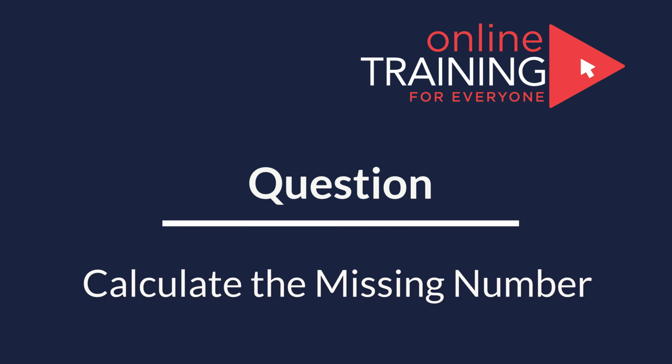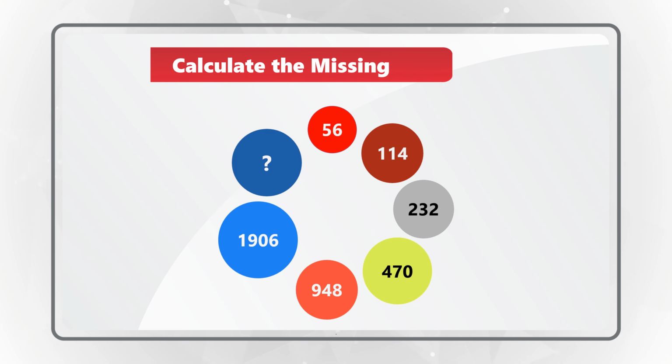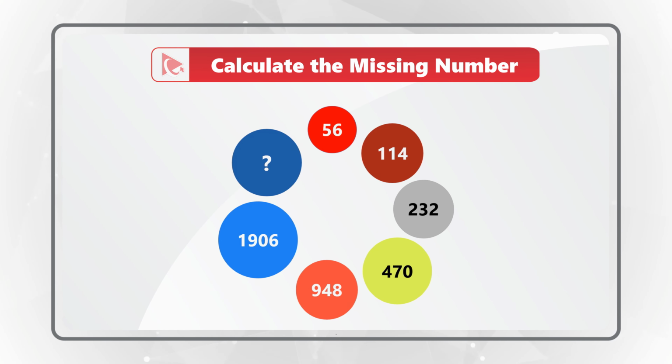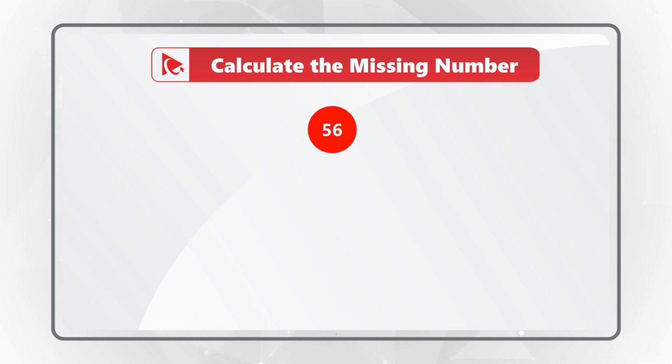Here's an extremely tricky question, but I have full confidence that you'll be able to solve it. You're presented with the sequence of circles, which is also organized in a circle. Sequence starts with the red circle with the number 56 inside. Next circle has number 114. Following it, circle with the number 232.